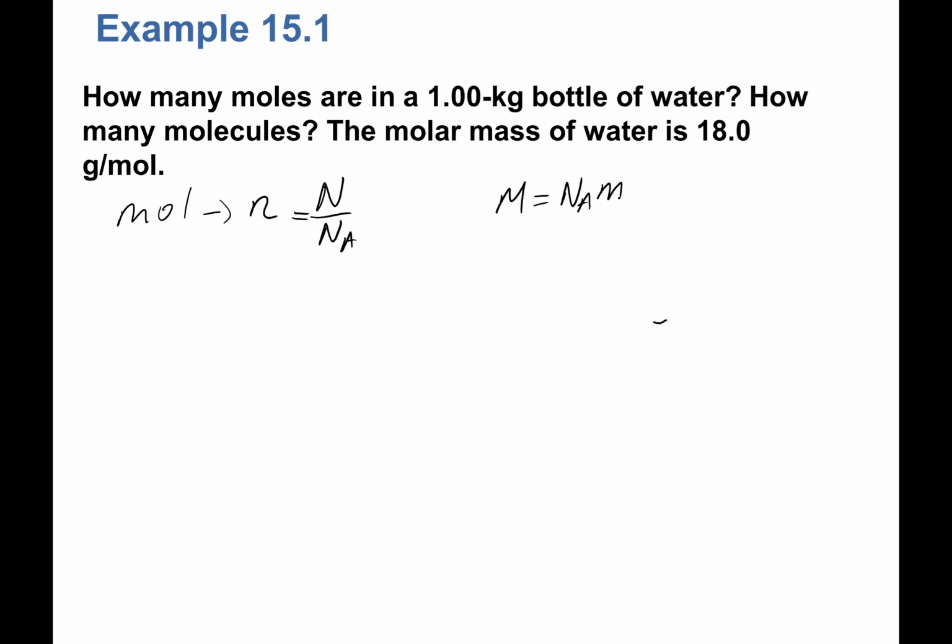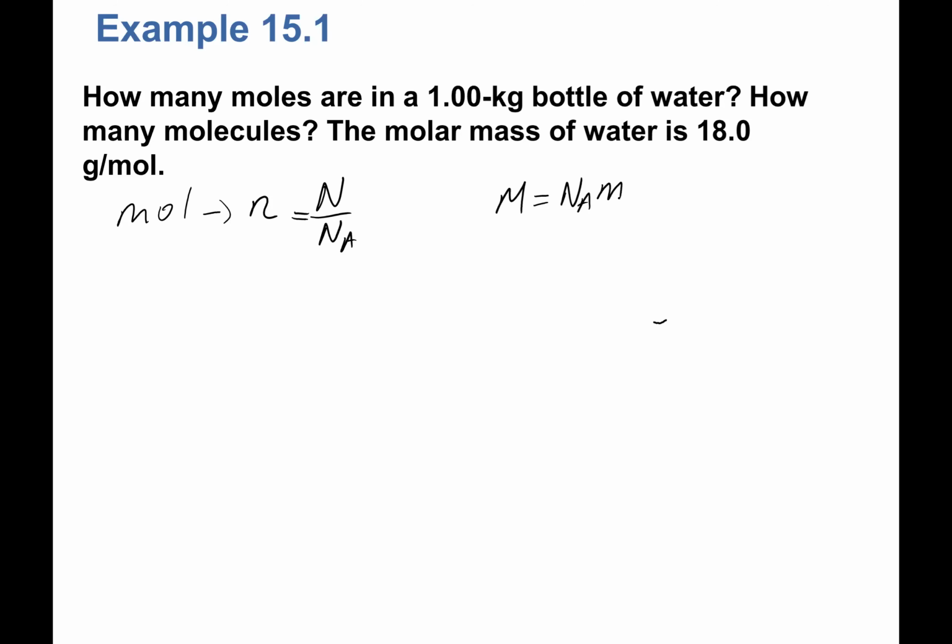I have the mass, 1 kilogram, and the molar mass. But I have to convert the molar mass into kilograms so I can cancel the units, since kilograms and grams cannot be canceled. So I write 18 times 10 to the negative 3 kilogram per mole. Then the kilogram unit cancels out, and we end up with 55.6 moles in our 1 kilogram of bottled water.